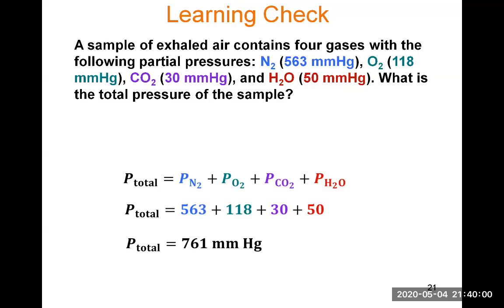So here, I should have said this beforehand, but it makes sense here that we can add those partial pressures because they are all in the same unit. You cannot add partial pressures that are in different units. They have to be all in the same unit. And then the total pressure will take on the unit of the different partial pressures.